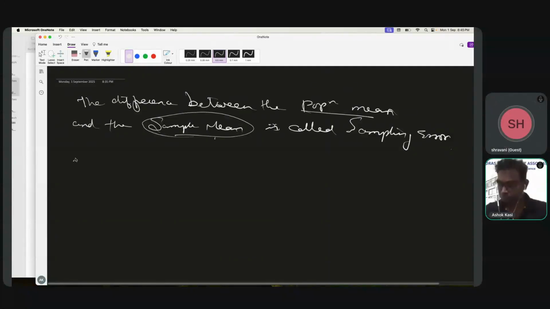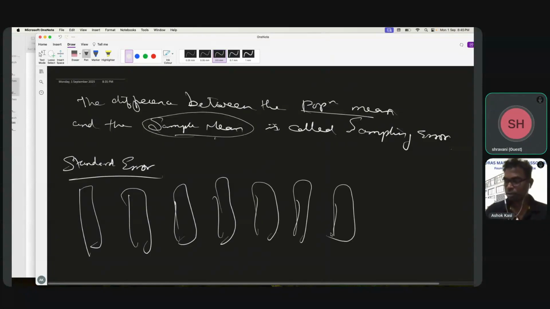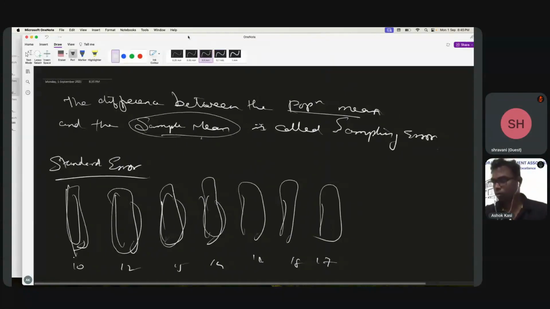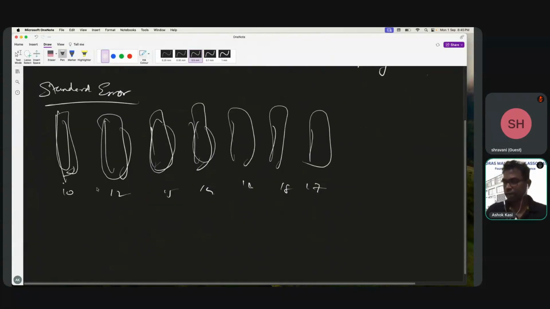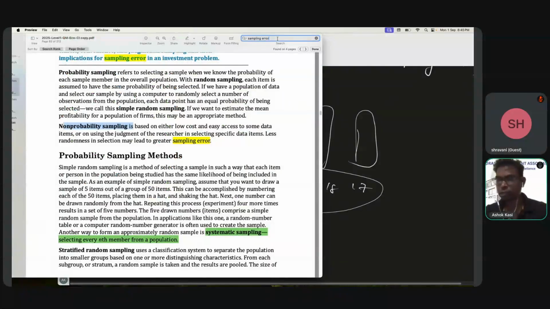Okay. Standard error means what? When I'm checking various samples, this is the first sample, second sample, third, fourth. So various samples I have tried. The first sample gave me some values: 10, 12, 15, 14, 11, 18, 17. Now what is the standard deviation? Standard error is the standard deviation of the sampling mean.